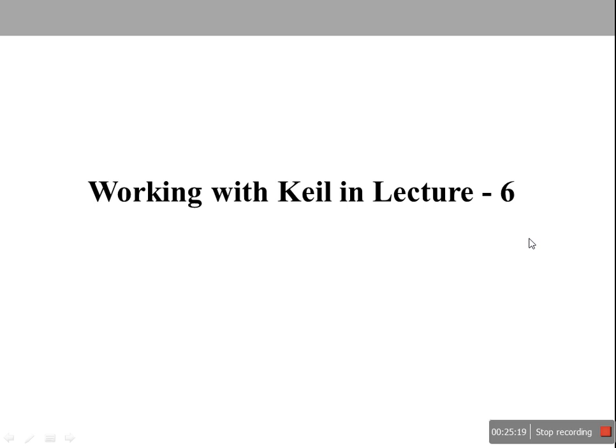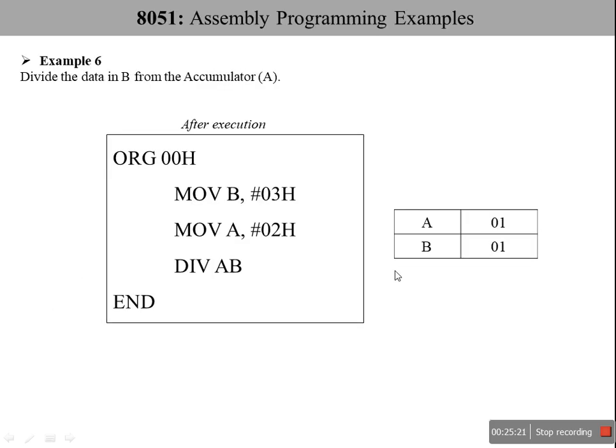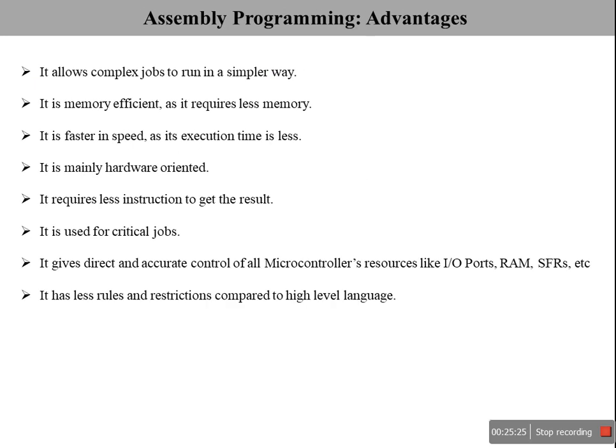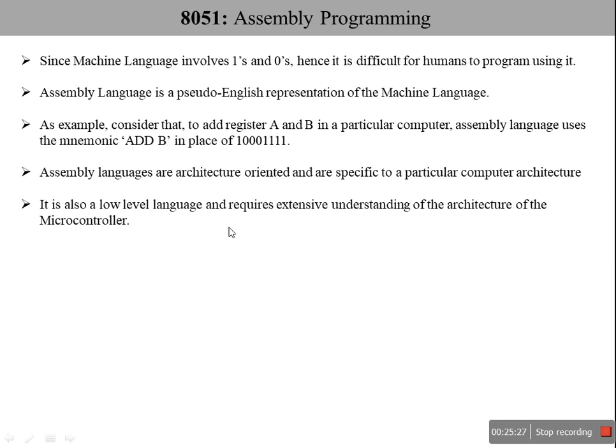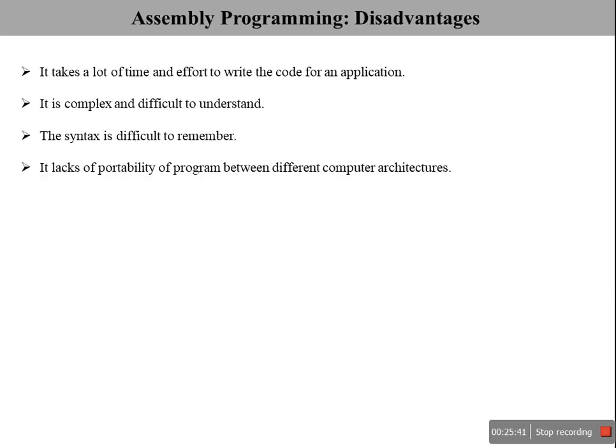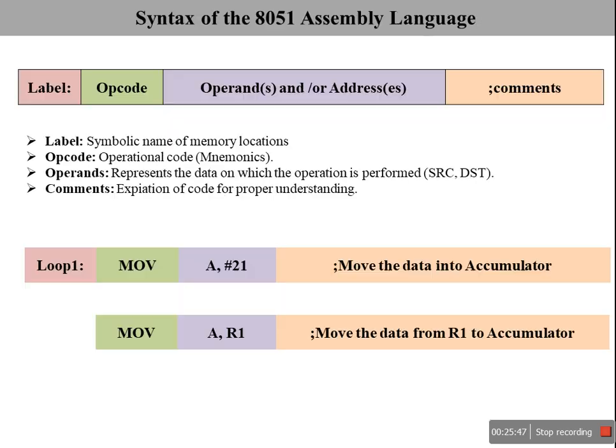So to summarize, the assembly language programming of 8051: machine language involves a set of ones and zeros, whereas assembly language is a pseudo-English kind of representation. We have mnemonics for writing an application. Using mnemonics we will be writing applications. So these are different advantages of assembly language programming in general. These are different disadvantages of assembly language programming in general.